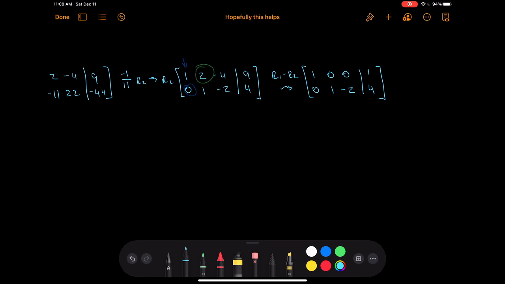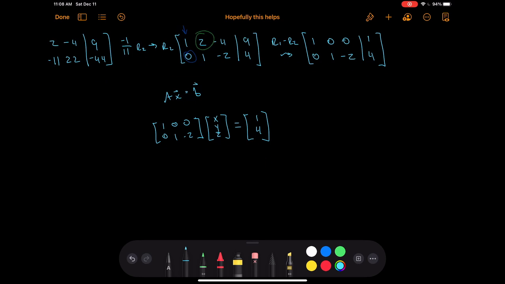So if we were to put this back into our regular Ax equals b, we will get 1 0 0, 0 1 negative 2, multiplied by x, y, and z, and that is equal to 1, 4. And so if we actually did the matrix multiplication, we will get x is equal to 1, and then y minus 2z is equal to 4.